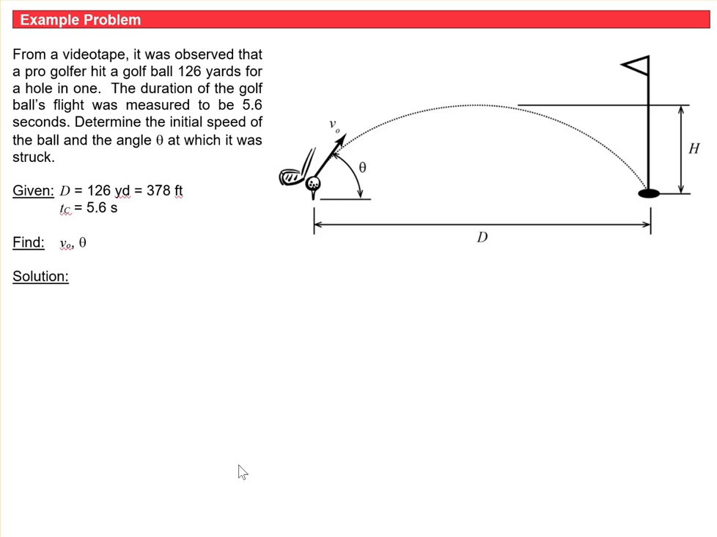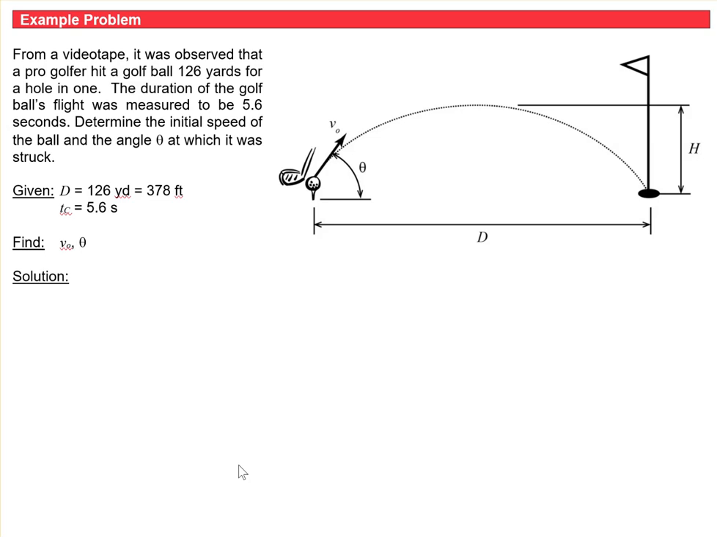In this problem, we have a pro golfer that hits a golf ball 126 yards for a hole-in-one. The duration of the golf ball's flight was measured to be 5.6 seconds. Determine the initial speed of the ball and the angle theta at which it was struck.